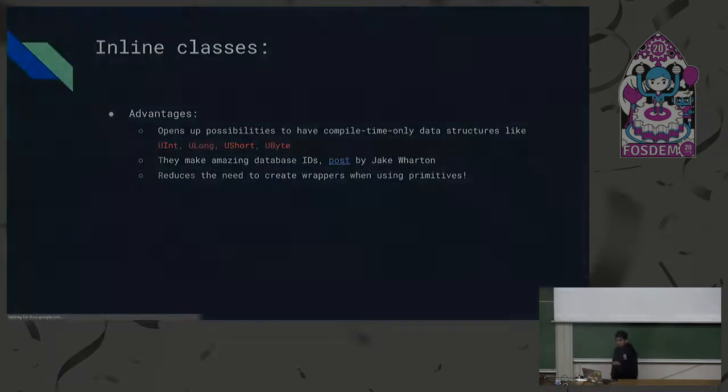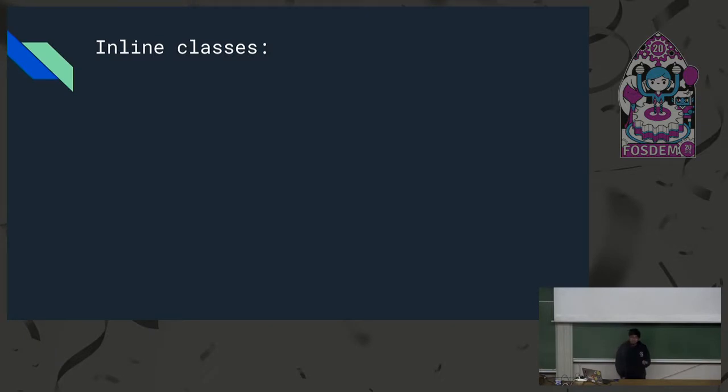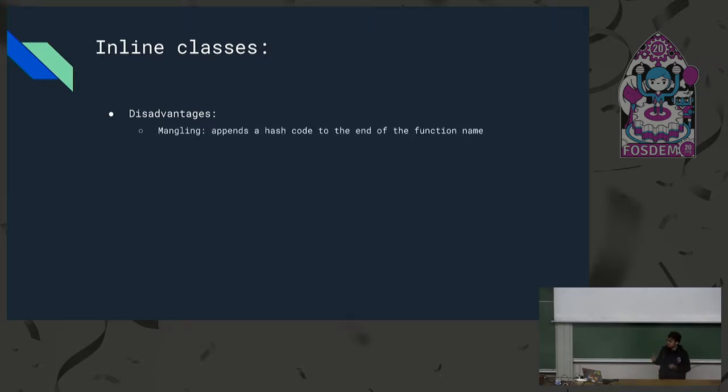These are some of the great advantages of inline classes, but there are some disadvantages as well. The biggest disadvantage is that it has mangling. Why does it have mangling? Consider this inline class, which is the unsigned integer class. It's actually taken from the Kotlin documentation online.